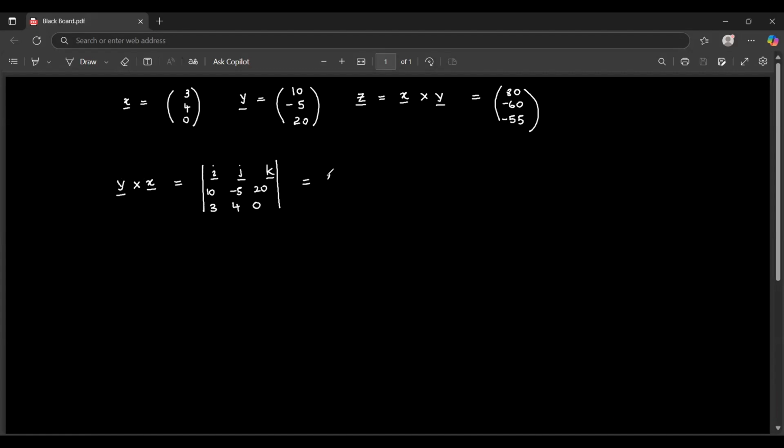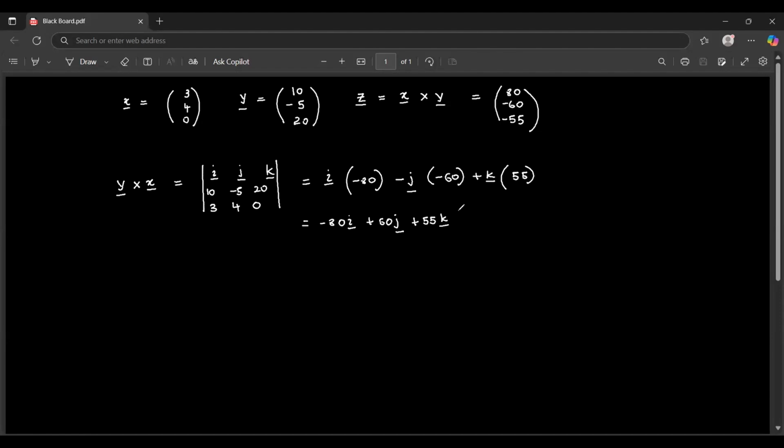So it will be equal to i into minus 5 into 0, obviously it's 0, minus 20 into 4, it will be minus 80, minus j into 10 into 0, it's 0, and then minus 20 into 3, so it's minus 60, plus k into 10 into 4 is 40, minus 5 into 3 is plus 15, so it will be 55. So the final output is minus 80i plus 60j plus 55k.